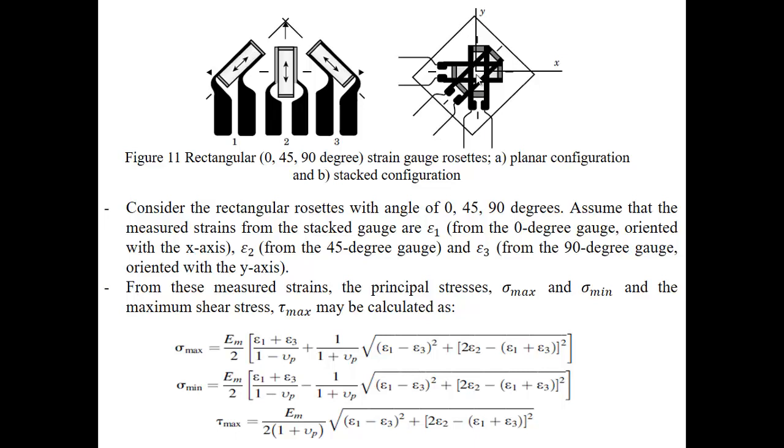From these major strains, you can calculate the principal stress, sigma max or sigma min, and the maximum shear stress may be calculated as follows. This is the equation that you need to understand and remember in order to do the analysis of the strain gauge. So if you want to find the principal stress, the sigma max is equal to this one, then this is your sigma min, and this is your shear max.